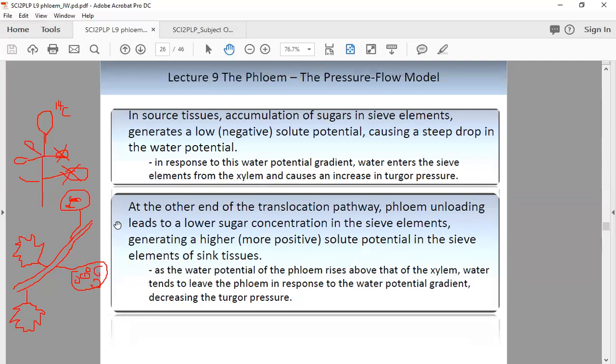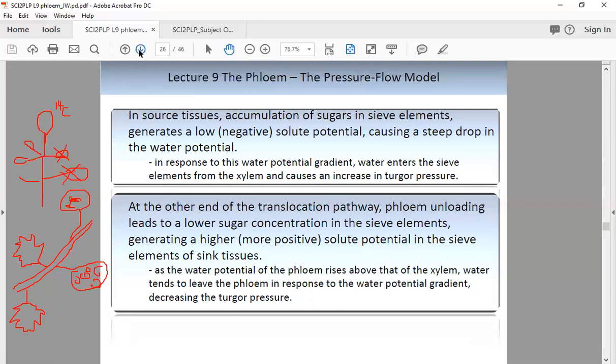So the photosynthates are moving out of the phloem into the sink cells that need the carbohydrates. This leads to a lower solute concentration in the sieve elements at the sink end, which generates a higher or more positive solute potential in these sieve elements of the sink tissues. As the water potential of the phloem rises above that of the xylem, water will then move out of the phloem in response to that water potential gradient. That water will move out of the phloem, back into the xylem, and this results in a decrease in turgor pressure at the sink end.